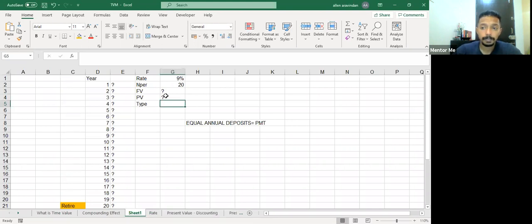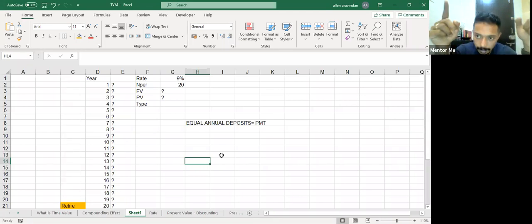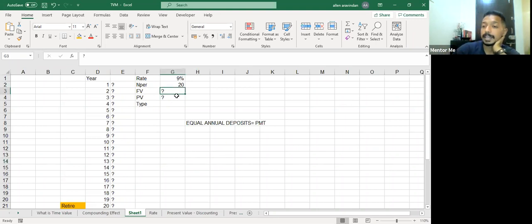Future value will not be 0, right? Because look at the question. The question is asking, how much should I save? When you're saying equal annual deposits is equal to PMT, you must be having a target in mind, backtrack it and try to find out how much money you actually need to save per month, right? That's how it works. So I would need the future value, which I don't have. PV really doesn't matter. So PV can be 0, it really doesn't matter. And type is again 0 because they are saying at the end of the period.